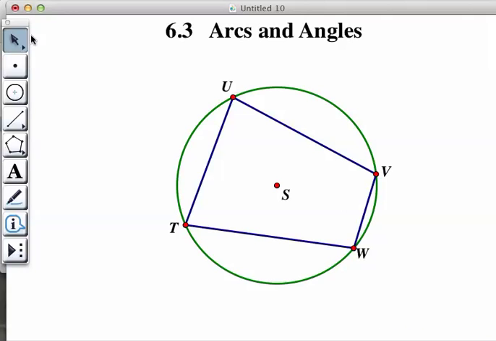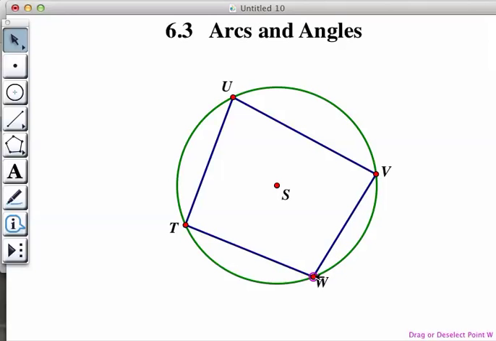So what can I say? Can I make a statement about the angles that are opposite from each other? The non-consecutive angles, angle W and angle U. Well, if we take a minute to look at it, we realize that angle W intercepts arc TUV, and angle U intercepts arc VWT. Or, in this case, we could just call it VT.